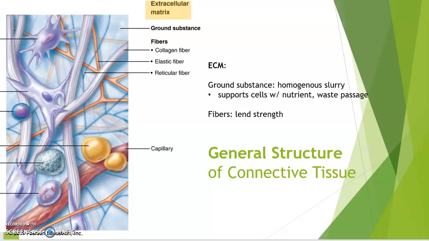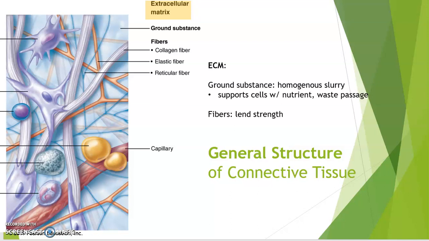The ground substance of the extracellular matrix is literally a homogeneous or mixed up slurry. It can be anything from a liquid to a gel-like consistency, even to a solid consistency. We can classify connective tissue just on the consistency of the ground substance. We'll look into that a little bit more.